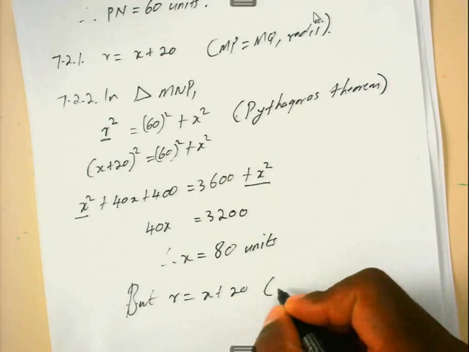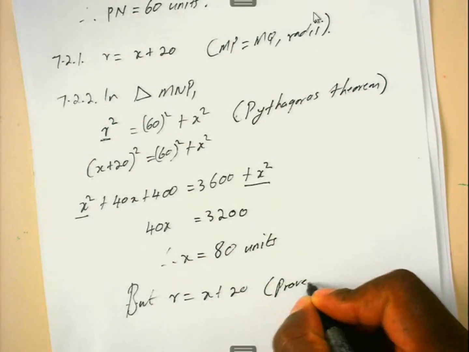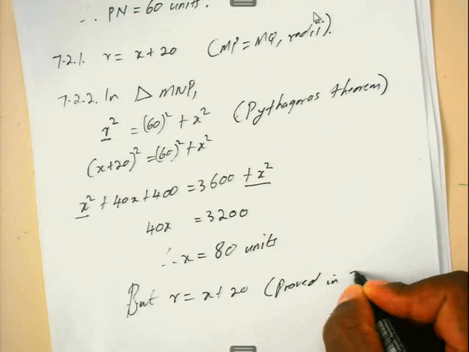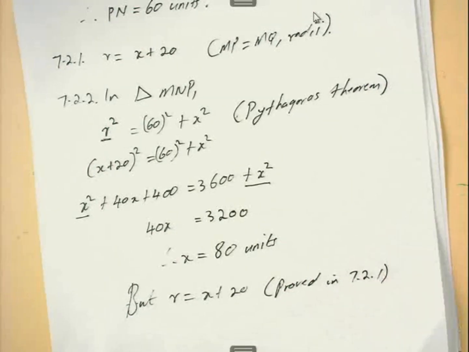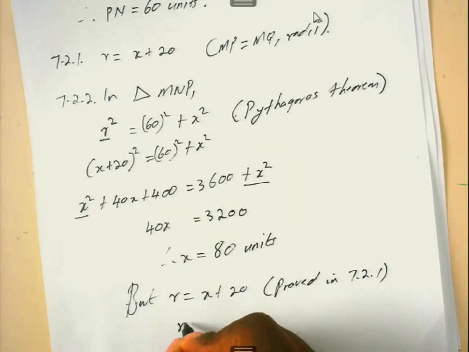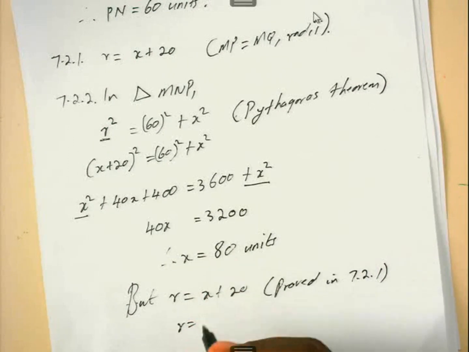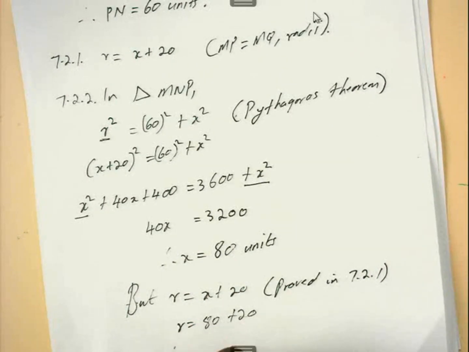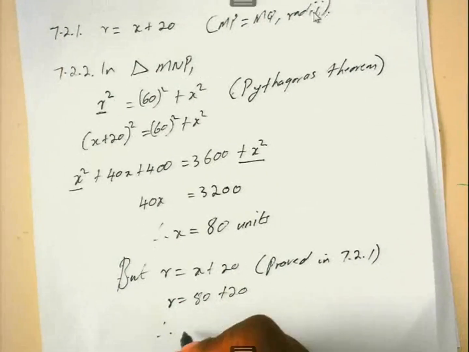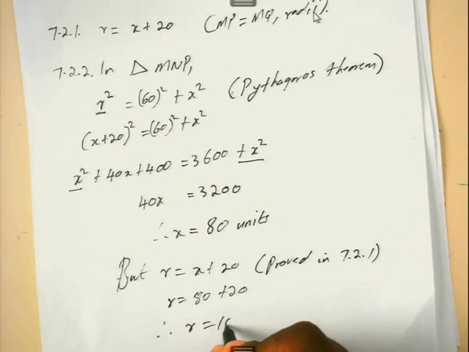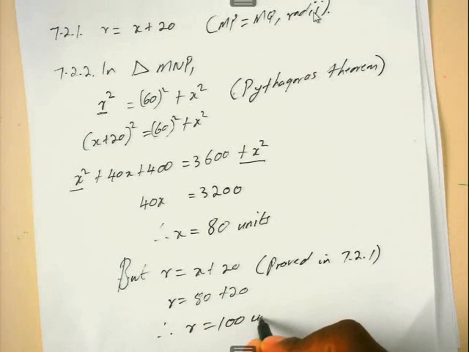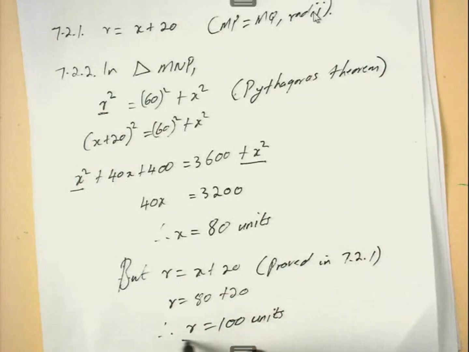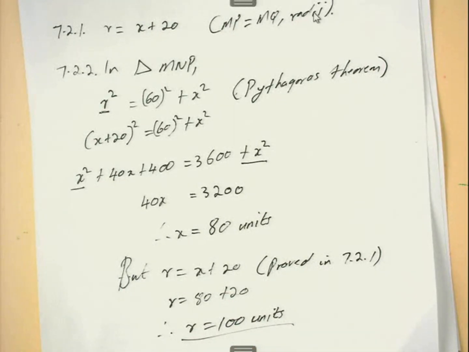This is what we have proved in 7.2.1. Therefore, we substitute. R will then be equal to, you substitute X by 80. You've got 80 units plus 20 units. Therefore, R is equal to 100 units.